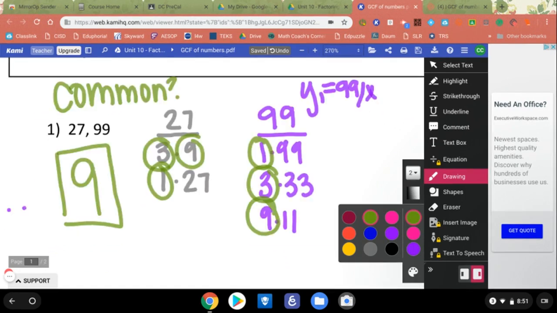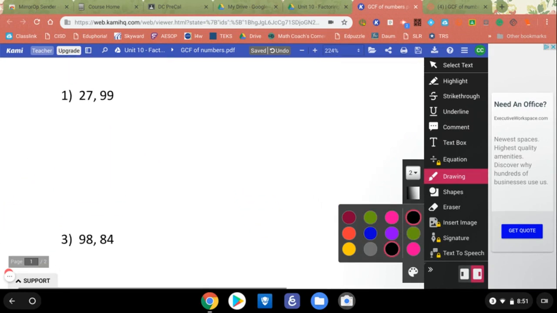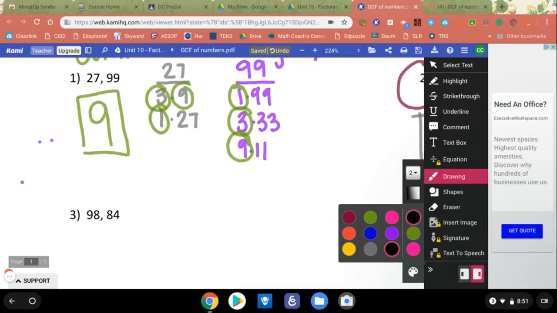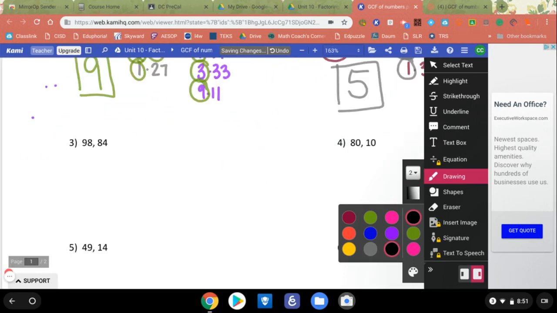So that's how we find GCF. And that's really, to me, the easiest way to do this. Now, I'm going to show you another way to do this, and I'm going to do this with a different problem. I'm going to do this with problem number 5.